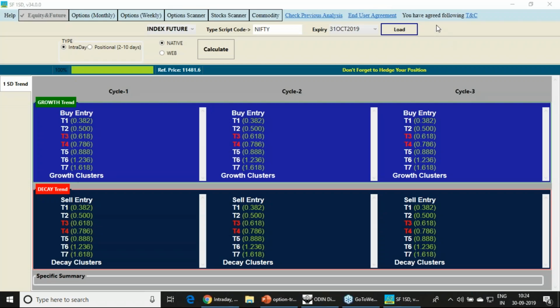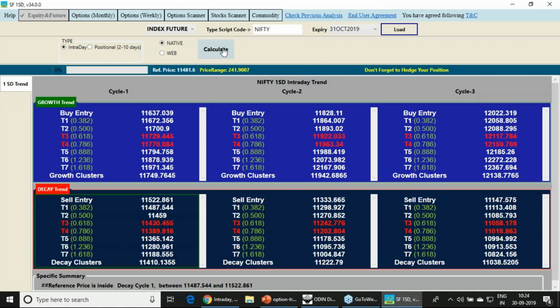See this. Those who are users of this software, it will be very, very useful for you. If you calculate here, what levels are you getting? 11,600, 11,500. All these levels will never come. So these are intraday levels. Very wide levels we get, and they may not have any relevance.